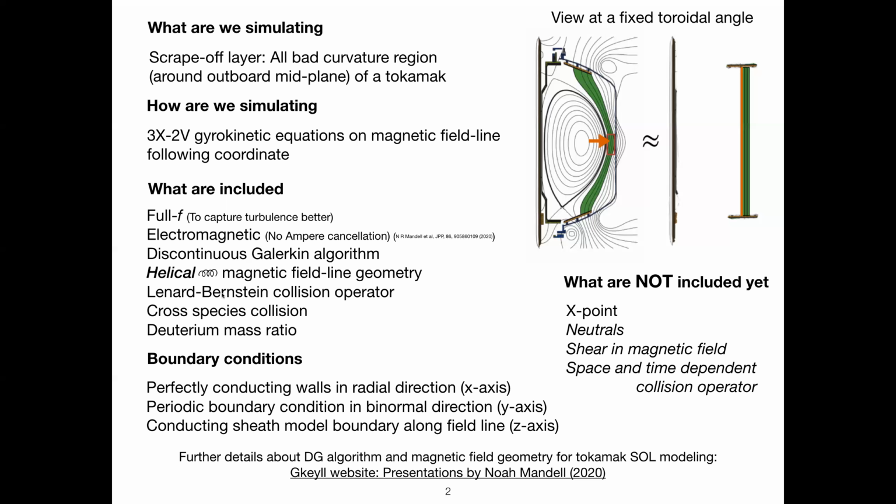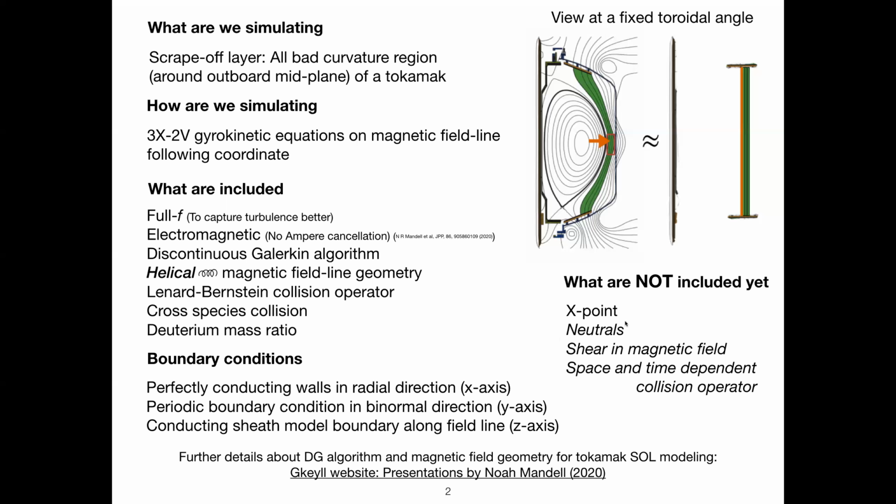And we have Lenard-Bernstein collision operators with cross-species collisions, so that electrons can collide with electrons themselves and ions, and vice versa. We have deuterium, realistic mass ratios, and what is not included yet is X-points and neutrals. However, regarding neutrals, we heard the immediately previous talk by Tess Bernard.